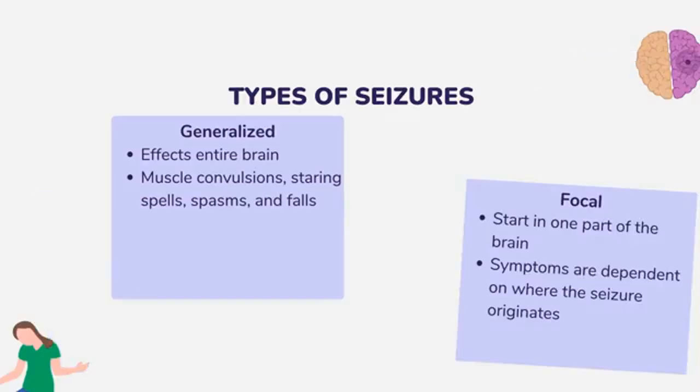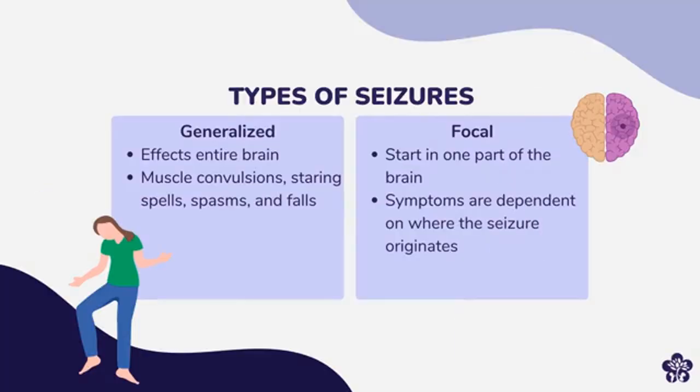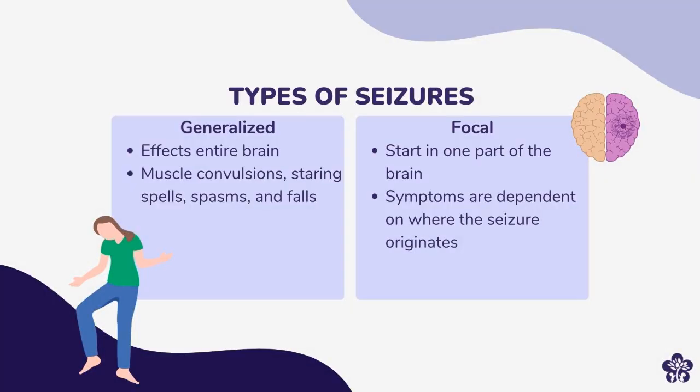All seizures fall into two categories: generalized and focal. The difference between these two types is how they begin. Generalized seizures begin in the whole brain and affect both hemispheres simultaneously and include muscle convulsions, staring spells, spasms, and falls.